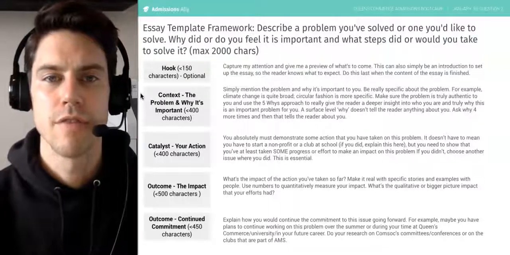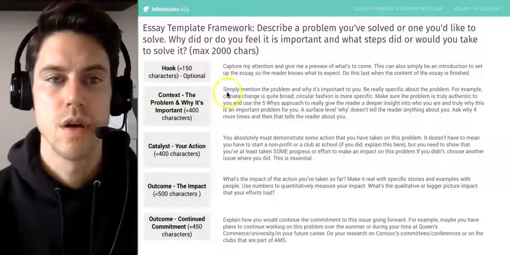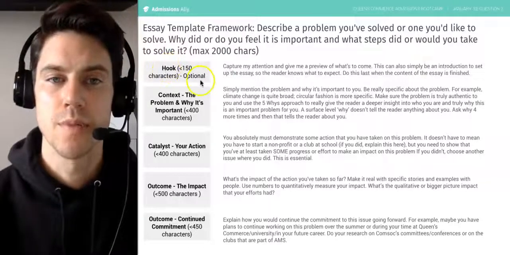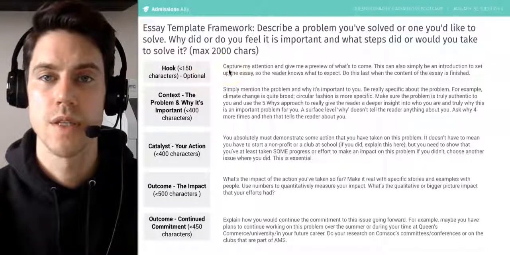Here's the essay template framework that we suggest you follow on a paragraph by paragraph basis. The hook is actually optional, so this is typically a way for you to capture the reader's attention, give them a preview of what's to come.